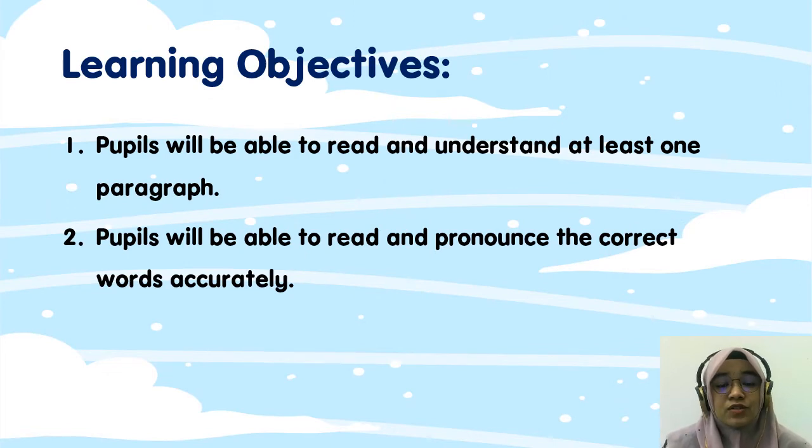Alright, before we proceed to our main activity and lesson, let's take a look at our learning objectives. By the end of the lesson, you will be able to read and understand at least one paragraph. Secondly, you are going to be able to read and pronounce the correct words accurately. Pronounce here means that you can say the word with the correct intonation and the correct pronunciation. Awak boleh sebut dengan sebutan yang betul.